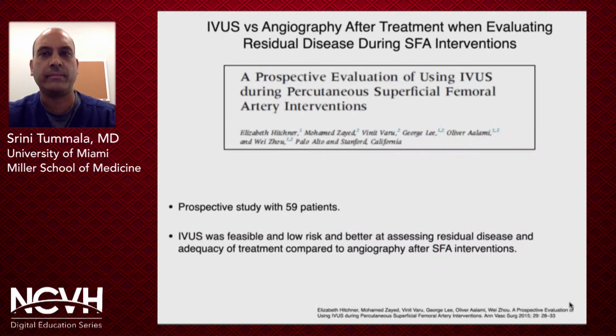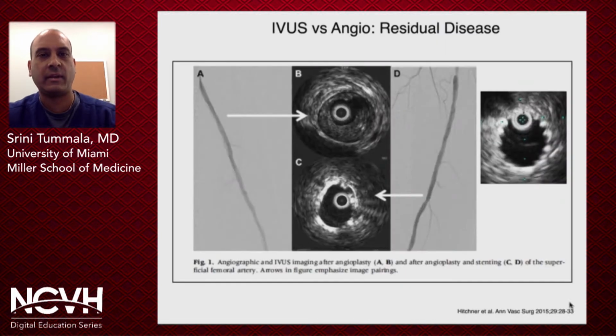So it gives you a much better visualization and analysis of what's really going on in a vessel that you're trying to treat. When it comes to evaluating residual disease, IVUS has also been shown to be better in the SFA. There's another study by Hitchner and his colleagues, 59 patients. IVUS was feasible and shown to be low risk and better at assessing residual disease and adequacy of treatment compared to angiography during SFA interventions. And here's an example of that.